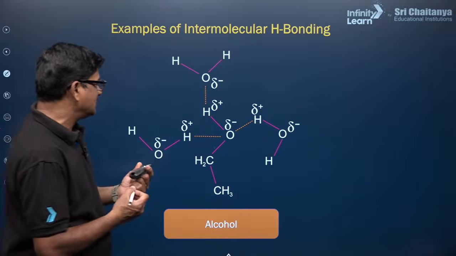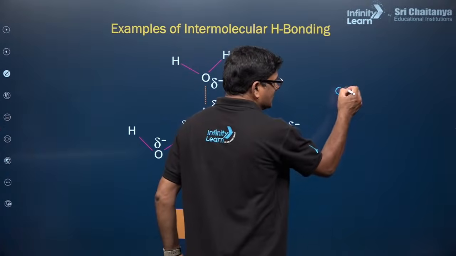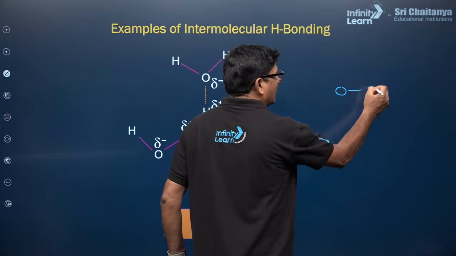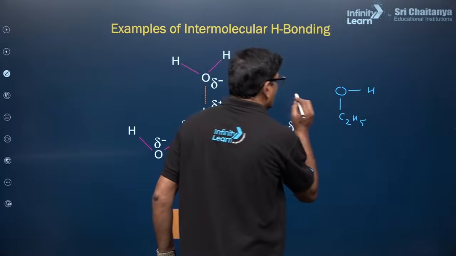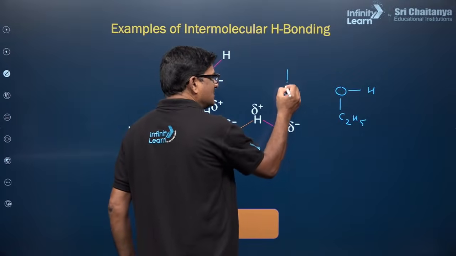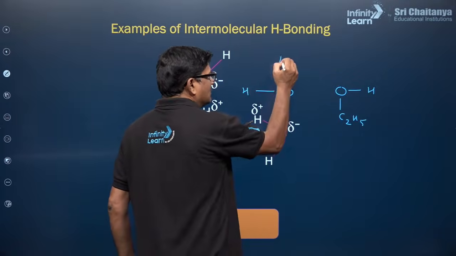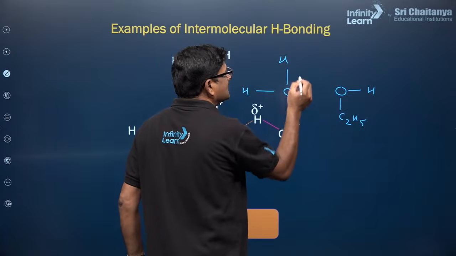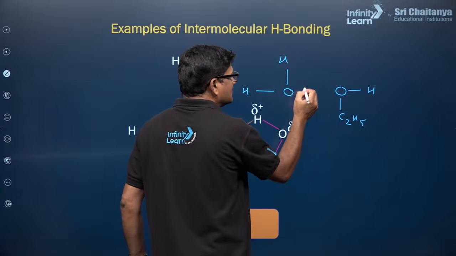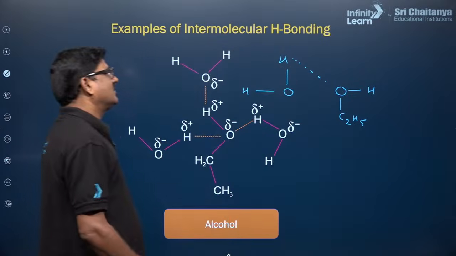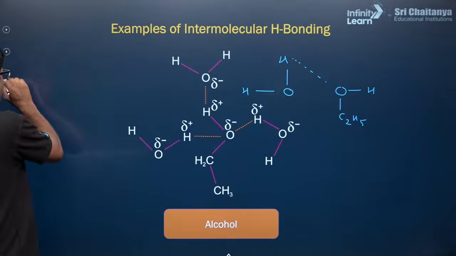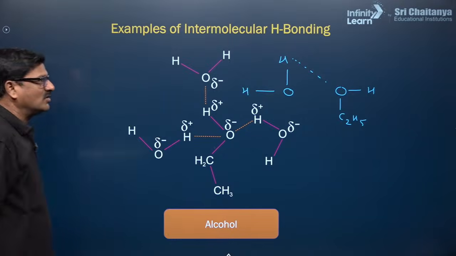So what is ethyl alcohol? Oxygen, hydrogen, this is going to be C2H5. And what is water? This is water. So there is a hydrogen bond here, right? Cross intermolecular hydrogen bonding is there. That is the reason why ethanol is soluble in water.